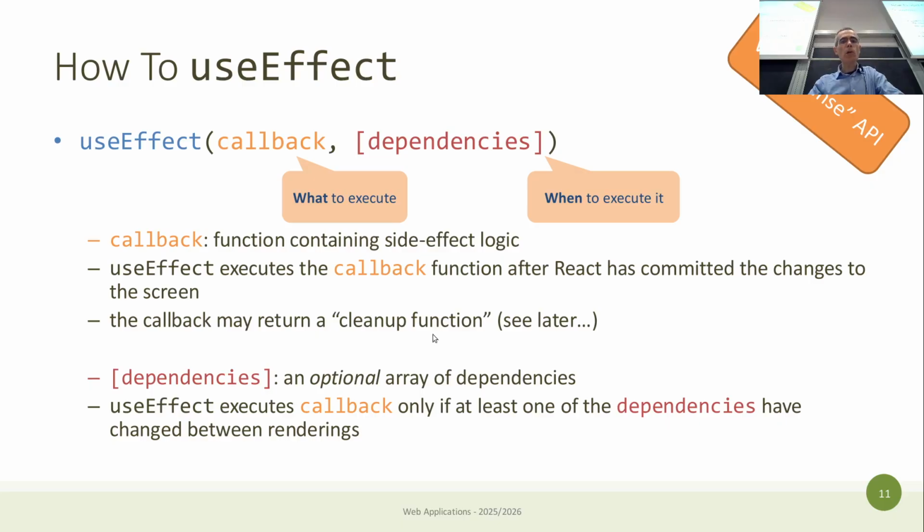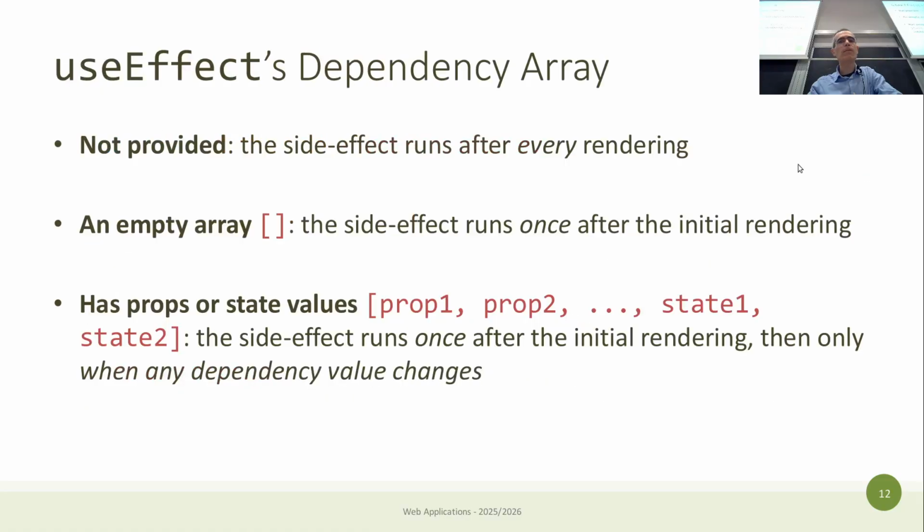Callback may return a cleanup function, we will see it later, and there is an optional array of dependencies. But in our case, we basically always specify this array, empty or with some dependencies, and you use useEffect to execute the callback only if at least one of the dependencies has changed between renderings. And if it's empty, it means it will run the callback just at mount time, but it's written later in the slides. So we need to think a little bit about the meaning of all these words here, because as I told you, it's a very dense API.